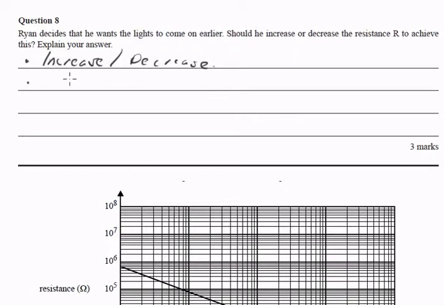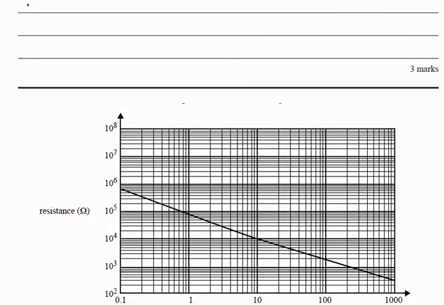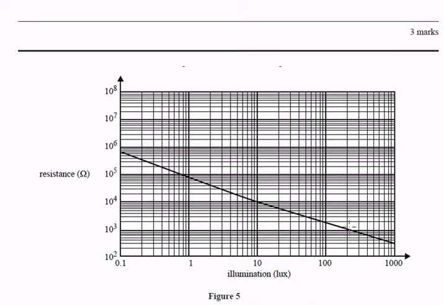So he wants the lights to come on earlier. The way I like doing this type of question is I actually pick a number he wants the lights to come on at. So let's say he wants the lights to come on at, this mark here is 1,100, no sorry, this is a logarithmic scale. So if that's 100 lux, that's 1,000 lux, that's 200 lux here. And I picked that because it corresponds nicely to a nice round number, 1,000 ohms.